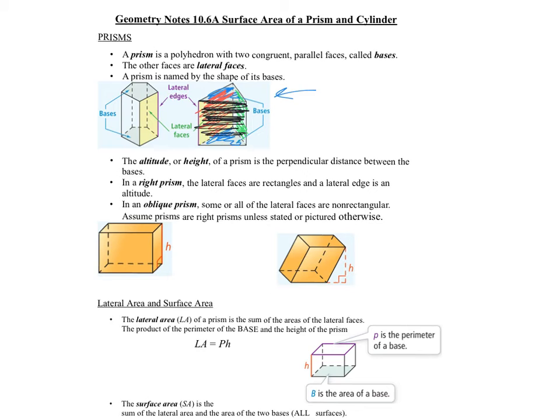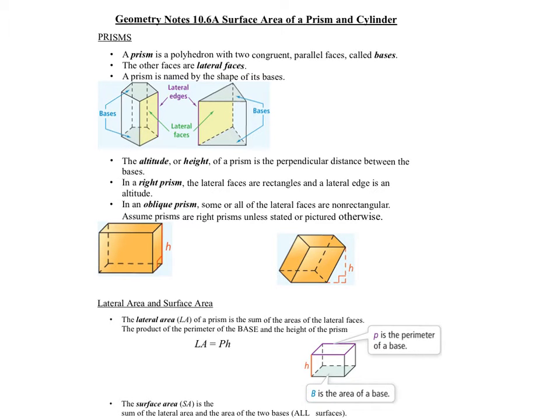So that prism would have 5 different sides. And so the idea is you calculate the area of all 5 sides and you add it together. That's all it is, okay? It's as simple as that. Now, there are some nuances here that I wanted to walk through with you. And so let's go over some definitions.